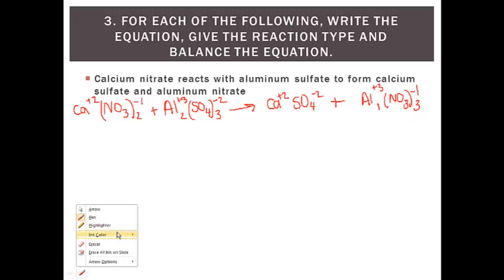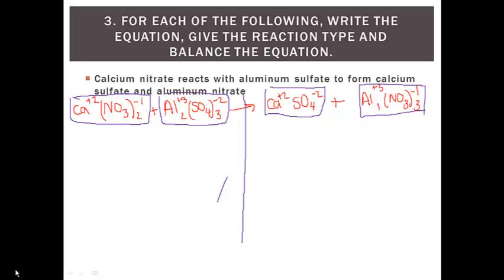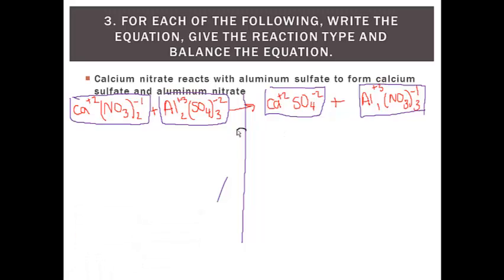All right, so now that we've done this, we can draw our boxes. So the reason we draw these boxes is to remind us that I can't change anything inside here. The only numbers I can change are the big numbers in front. So now we can take our inventory. So I start with Ca. Nitrate appears on both sides, so I'm just going to keep it together. And same thing for sulfate.